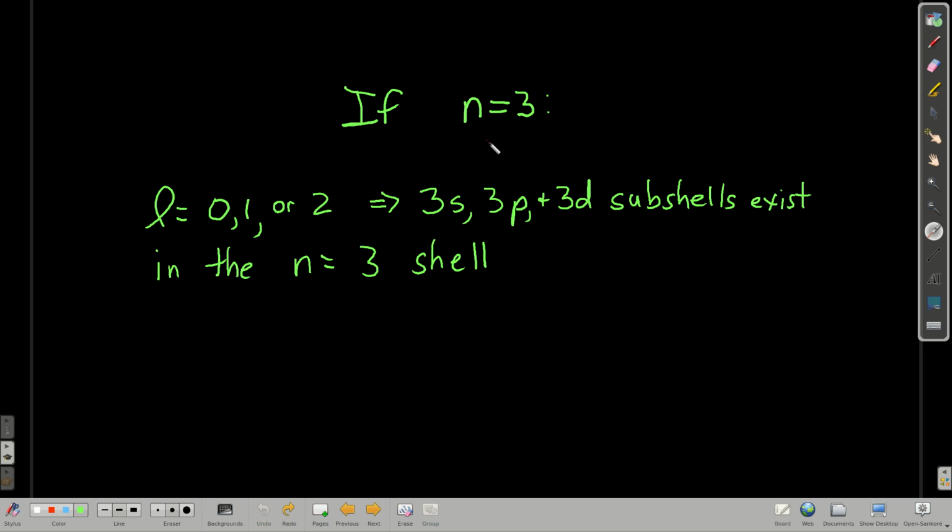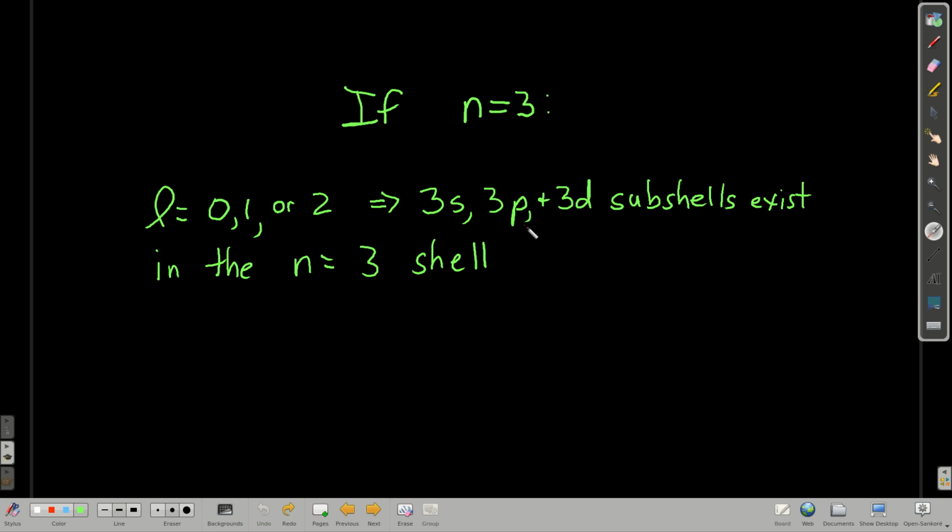So for example, if n is equal to 3, remember we have to know what the principal quantum number is before we know what possible values L can have and then m sub L. Well, if n is equal to 3, L can be 0 up through 1 less than n. So L can be 0, 1, or 2. And that means we have in the n equals 3 shell a 3s, a 3p, and a 3d subshell.